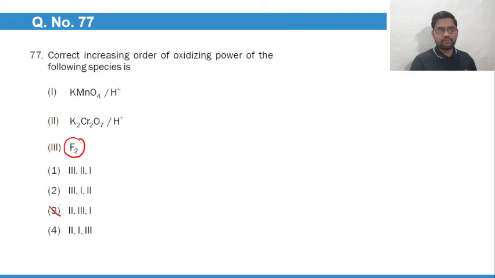So that means option number 3 and option number 4 will not be the right answer. Okay, clear? After fluorine, what comes is KMnO4 in acidic reagent. So from 3 it is 1, so 3, 1. I'll go with option number 2. That's the best answer for us.